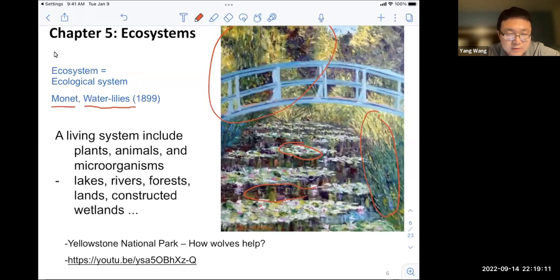For example, Yellowstone National Park reintroduced wolves to help restore the ecosystem in the natural system. So how does that work? Here I have a short video that I can share with you. Let me just quickly share that.